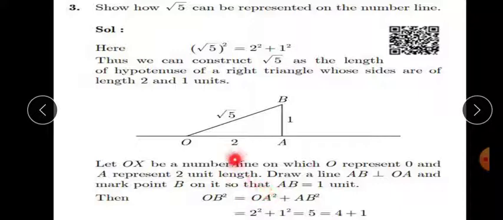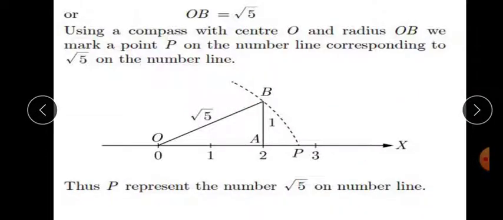Now what is OA? OA value is 2, so 2 square, plus AB is 1, so 1 square. 2 square means 4 plus 1 square means 1. So 4 plus 1 will give you how much? 5. Got it clear? Now we'll go to the next step. This is our first step. So we got OB equal to root 5. That means the hypotenuse we got as root 5.